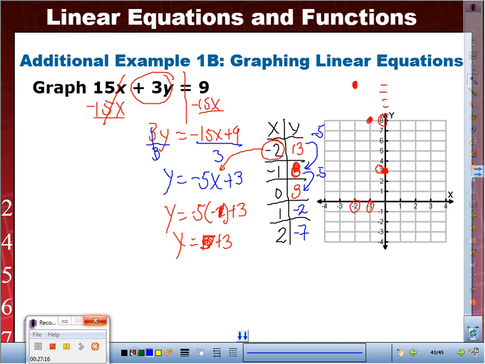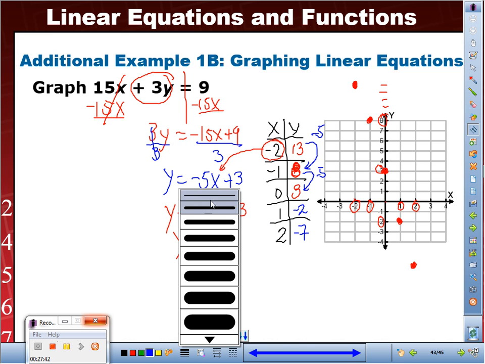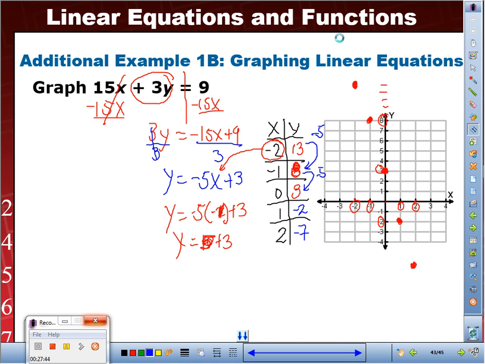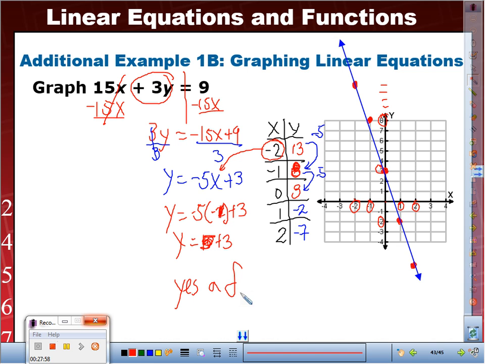This is 1, negative 2. It's right there. And 2, negative 7 is down here. Get your ruler. I'm going to do that in blue. Graph my line. There it is. So, they're asking, is that a function? What would you say? Yes. A function. You write that in there.